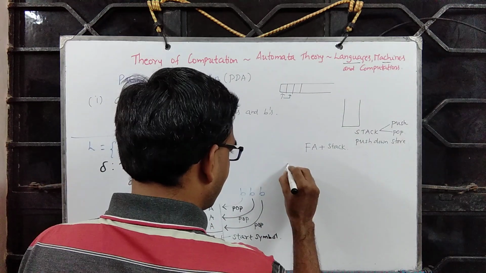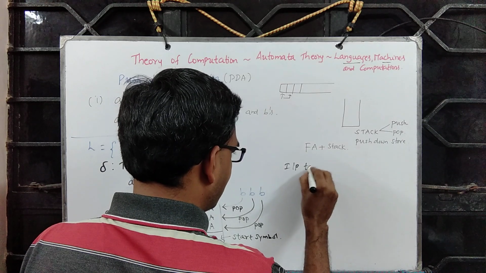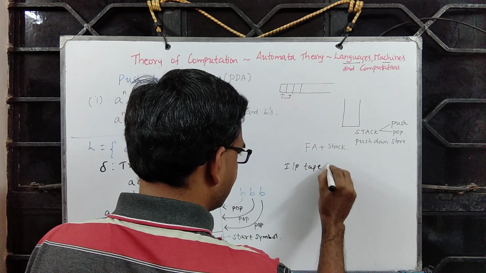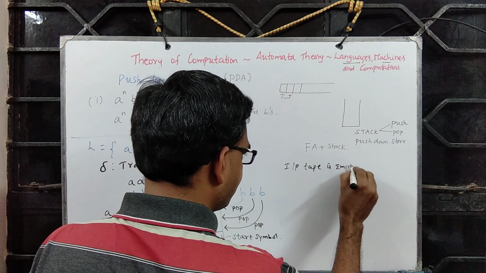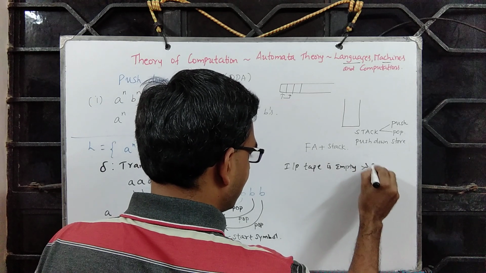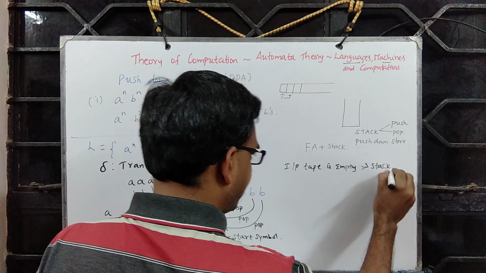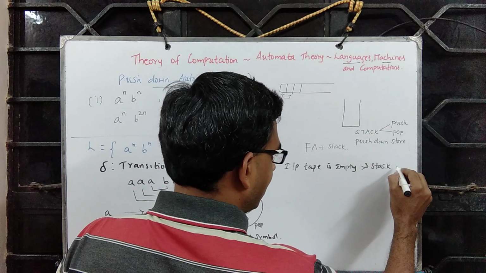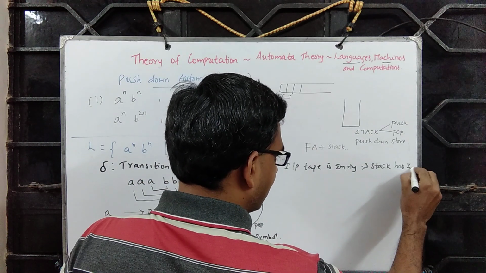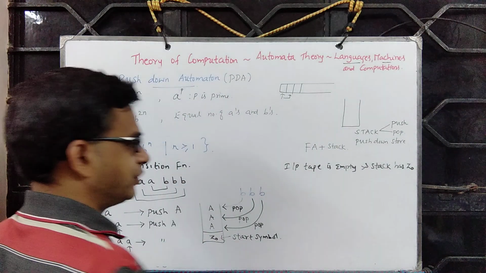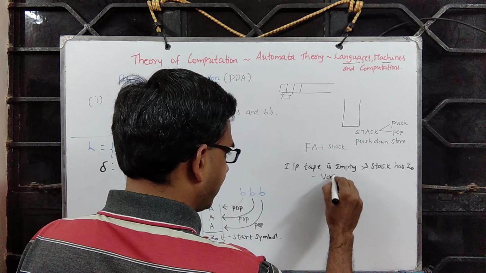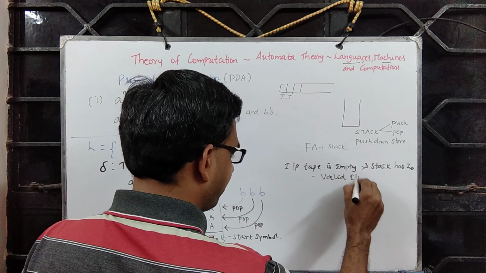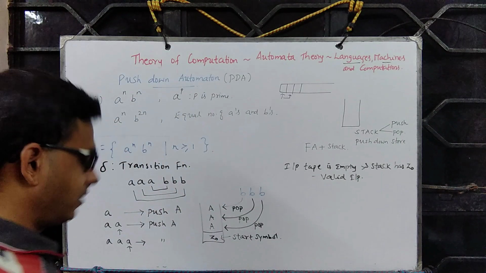Meaning, the input tape is empty and the stack is also empty, but because we add Z0 as the start symbol, the stack has only Z0, which means it is a valid input. Correct?